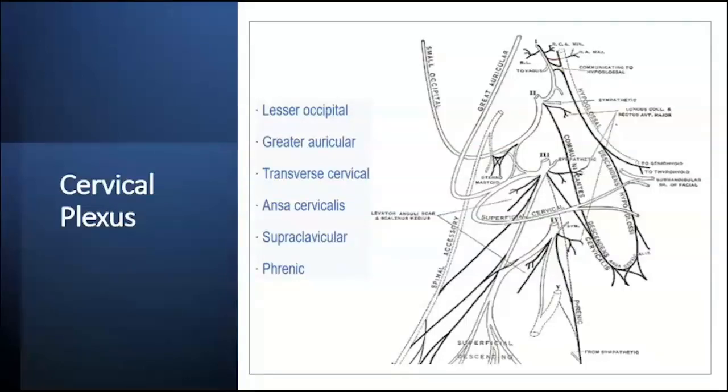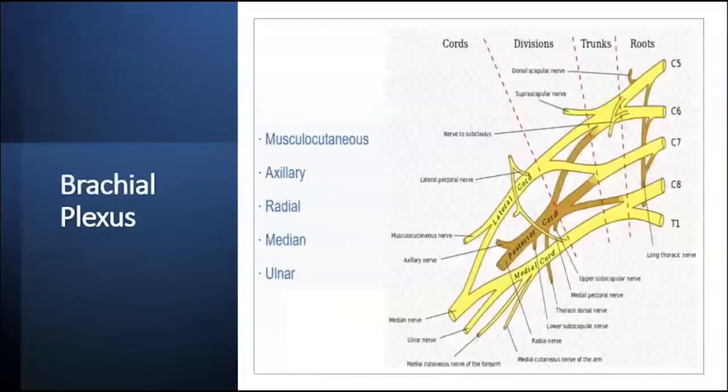So right here you have a cervical plexus. These are the branches. We have lesser occipital, greater auricular, transverse cervical, and supraclavicular nerve, and the phrenic nerve right here. Phrenic nerve is very important because this nerve is going to help you move your diaphragm, and we use the diaphragm for breathing.